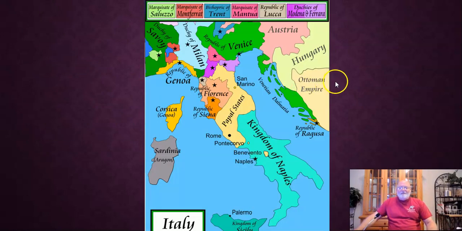All right, so what you see here is Italy, and what you see is it's a bunch of city-states, okay? And eventually, they're fighting all the time, whereas the French and the Habsburgs are fairly unified. So what you see here is just a collection of countries, really.